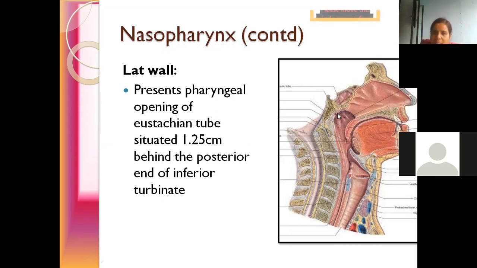So this area is the nasopharyngeal tonsil. This area is the tubal tonsil. This area you can see is the palatine tonsil. Behind the tongue we will have the lingual tonsil. So all together, round it forms Waldeyer's lymphatic ring.